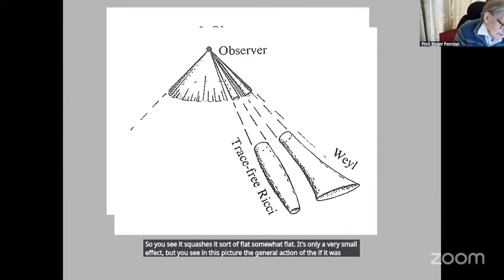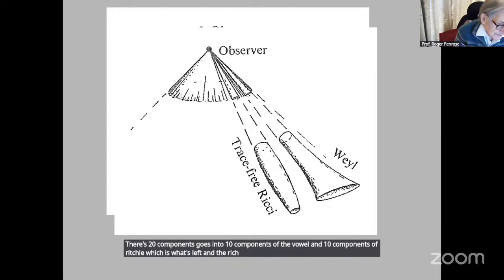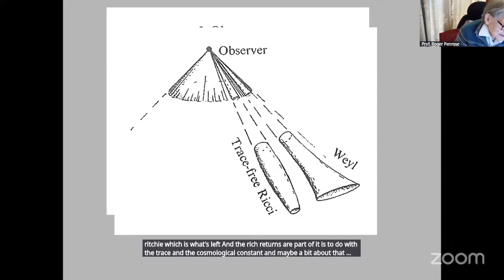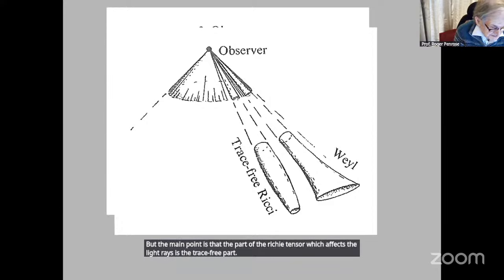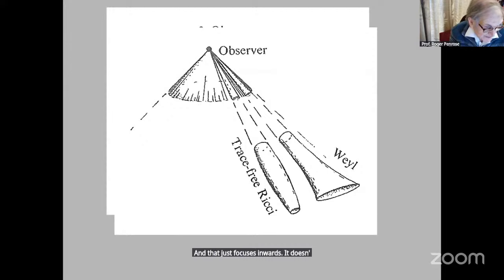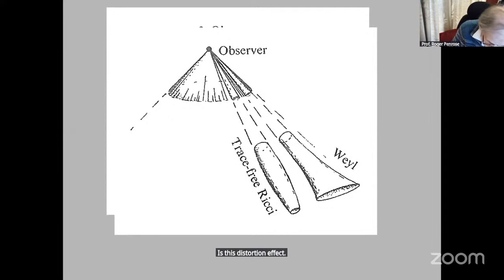If it was the Ricci tensor, you see the full curvature is split into two parts. The 20 components go into 10 components of the Weyl and 10 components of Ricci, which is what's left. And the Ricci tensor, part of it is to do with the trace and the cosmological constant, and we'll talk maybe a bit about that later on. But the main point is that the part of the Ricci tensor which affects the light rays is the trace-free part, and that just focuses inwards. It doesn't affect the distortion. So the thing which measures the free gravitational field is the Weyl curvature, and it is this distortion effect. Now let's move on.